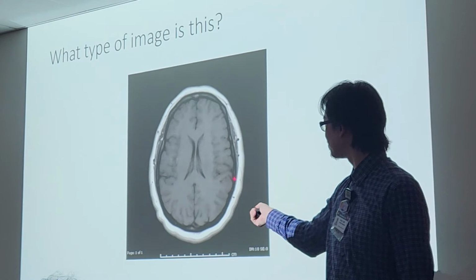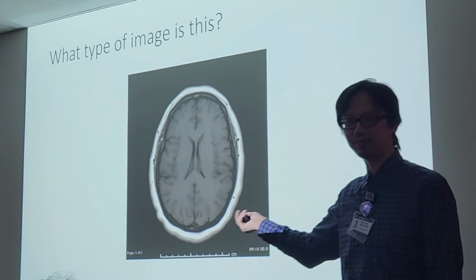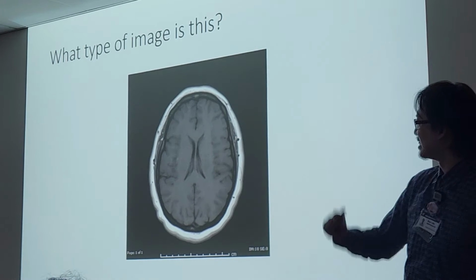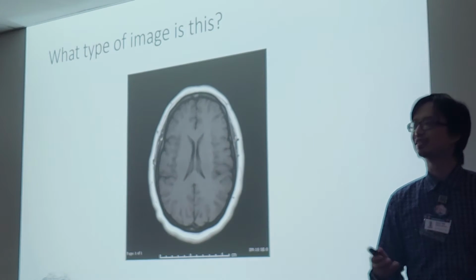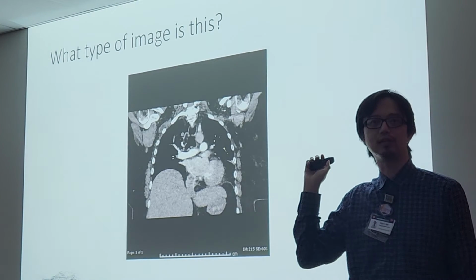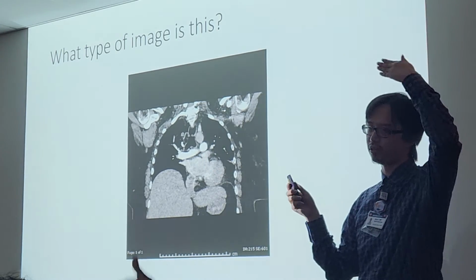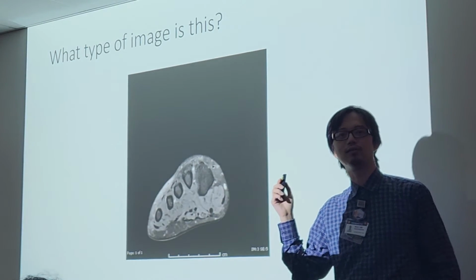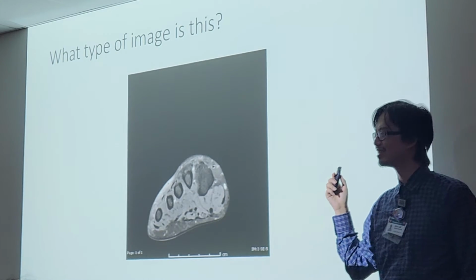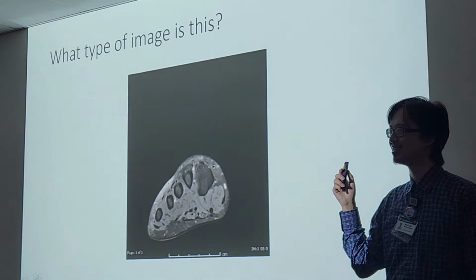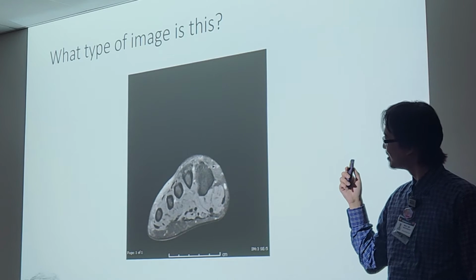It's the CT. What kind of slice is this? It is axial. Transverse, axial, very good. What about this? Coronal, good. What about this? Sagittal, MSP. Sagittal. What is that?